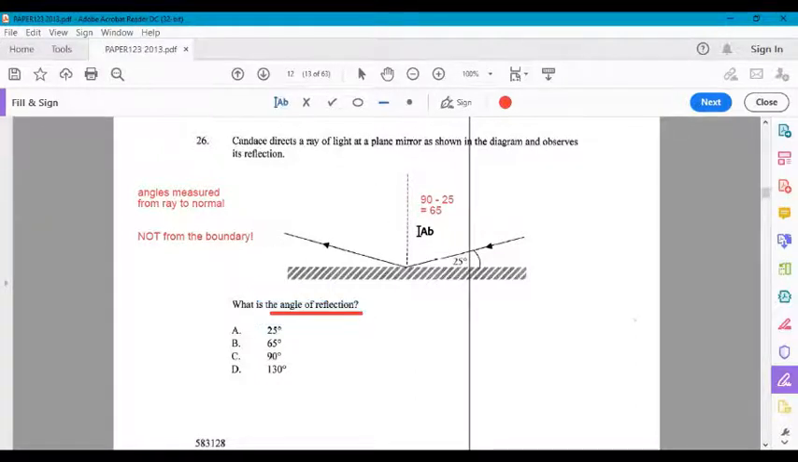So this here that we've just found is actually the angle of incidence, okay? It's the angle between the incident ray, you see that one's going into the boundary, and then this one here is going out. So this is our reflected ray. The angle of reflection, as we know from our law of reflection, is equal to the angle of incidence. So if that is 65 degrees, then so is this one, okay? So our answer is B.